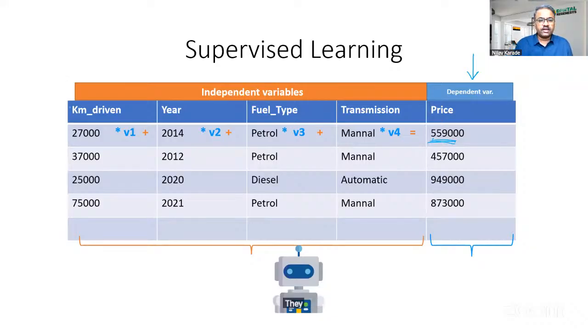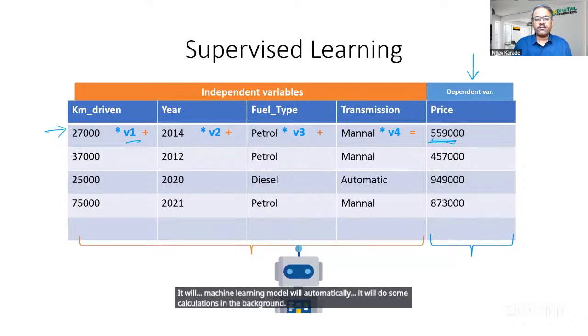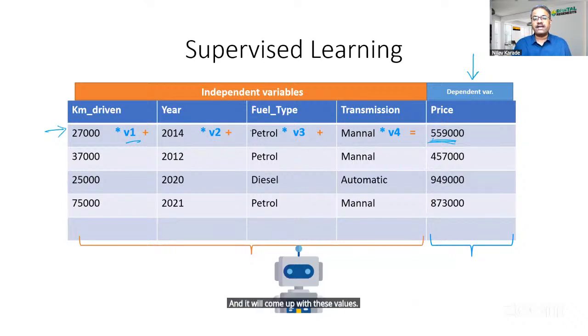They observe the values present in the columns. They will come up with some values. Here I have just mentioned some symbols, V1, V2, but in fact, these are nothing but numbers. The machine learning model will automatically do some calculations in the background and come up with these values. So it has learned the pattern, and now through this learning, it can make predictions about the new car data. Understood?